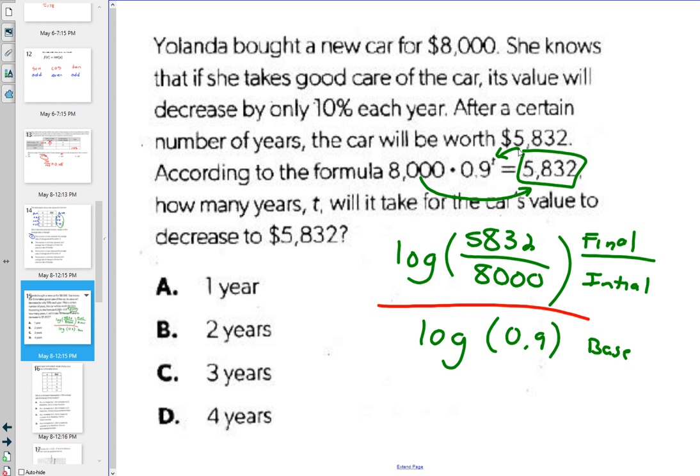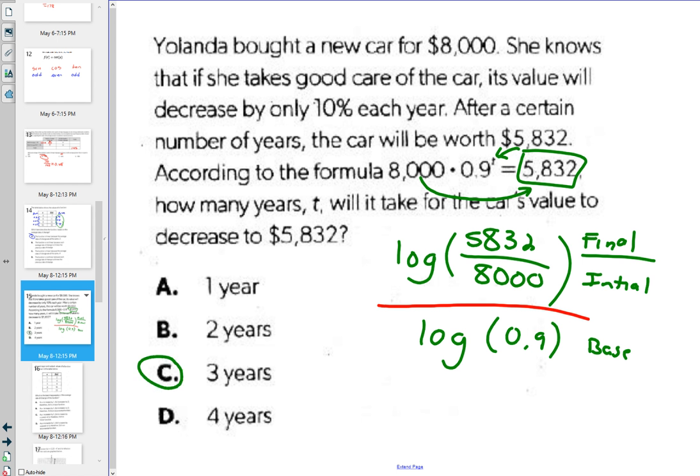Oh, you didn't have a solver? Learn this one. So hit log, put 5832 final divided by. I just want to see if somebody can know how to do it. You don't have a calculator, Kiara? Did you get some marquees? You got 3.